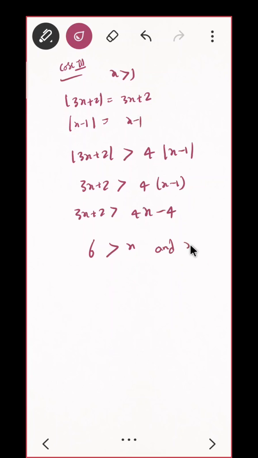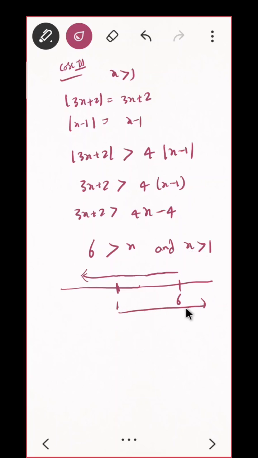And what extra? And x is greater than 1. So what do you see? What is the condition you see? You put 1 here and put 6 here. What is this guy saying? Perfect, very nice. This guy is saying go here. And what about this guy? This guy is saying go there. So the answer is in between, that is x lying between 1 to 6.